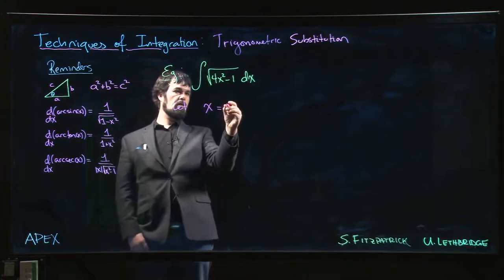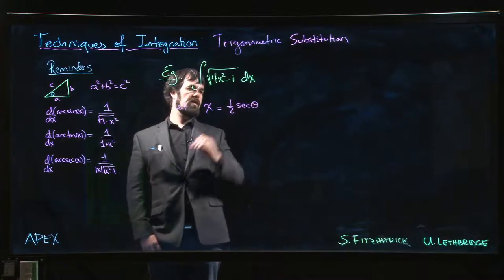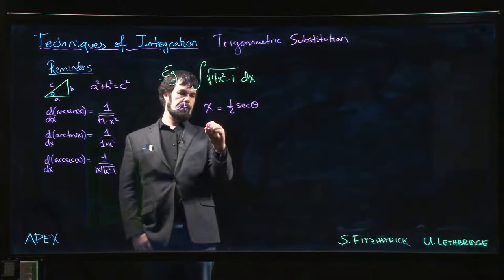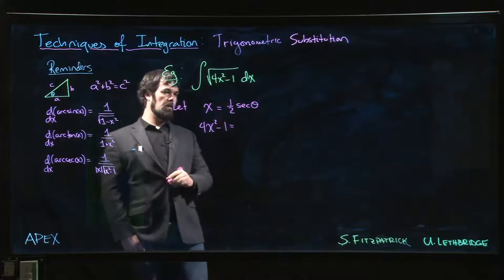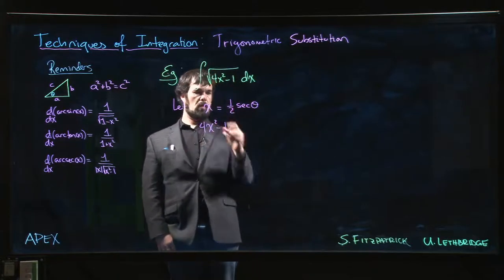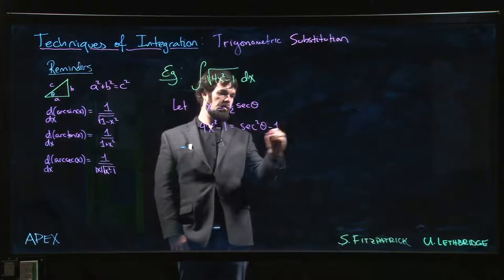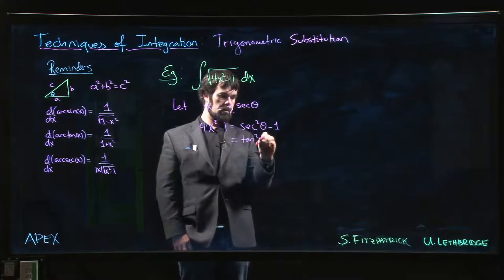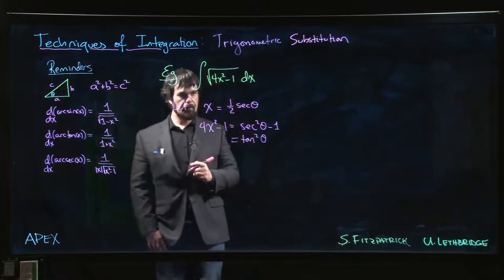Now we want to get rid of the 4, so what we'll do is we'll let x equal 1 half secant theta, okay? Because that means that if I do x squared, 4x squared minus 1, well, that's going to be 4 times a quarter, it's going to be secant squared theta minus 1. And that's going to be tan squared theta. Good. Okay.